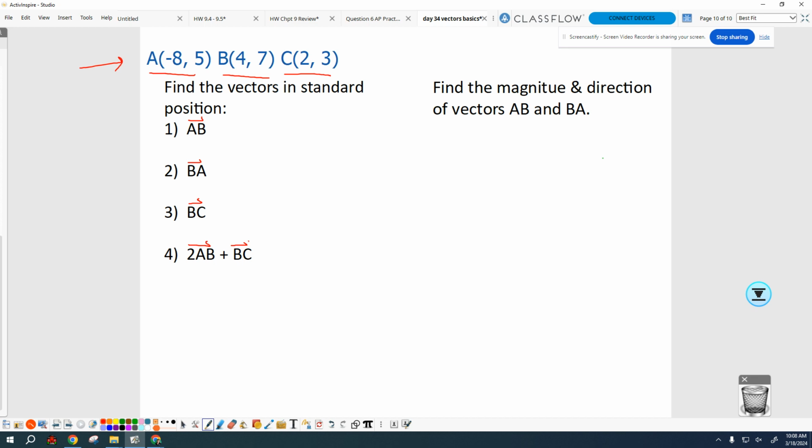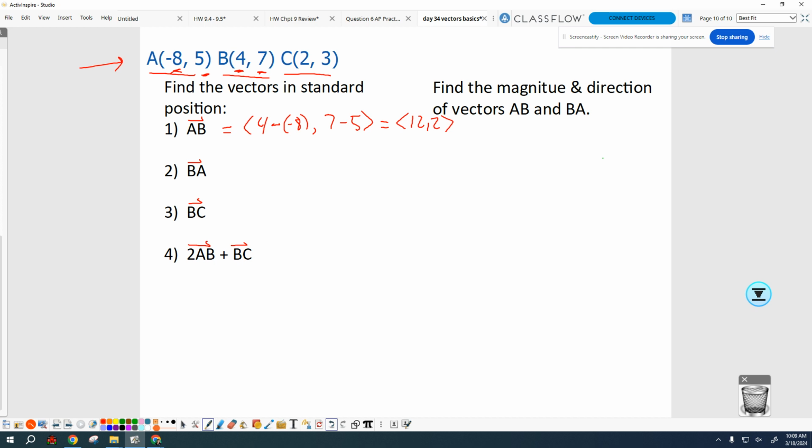So Sarah said for this one, Nick? No, go ahead. So standard position for this one, the ending value minus the starting value, comma, ending value minus starting value. So Sarah, what did you get as vector AB? 12 and 2. 12 comma 2.